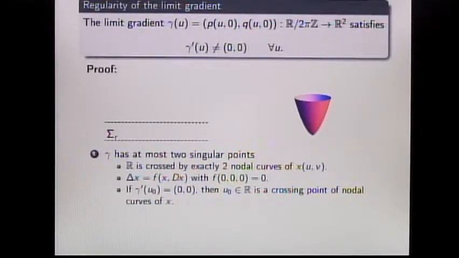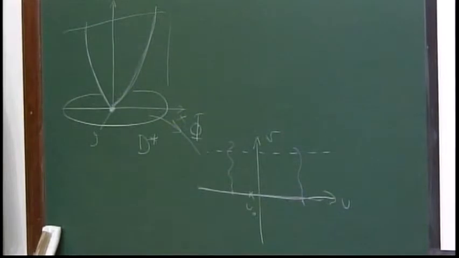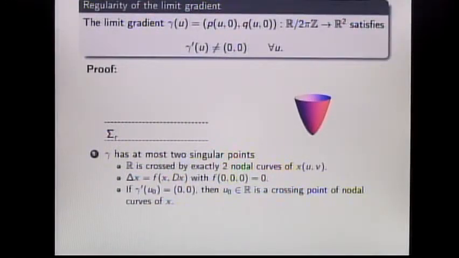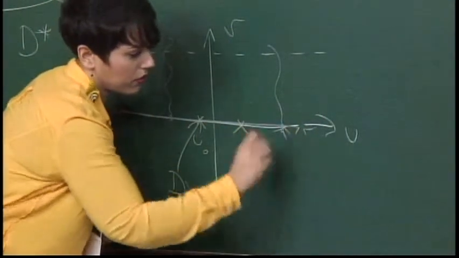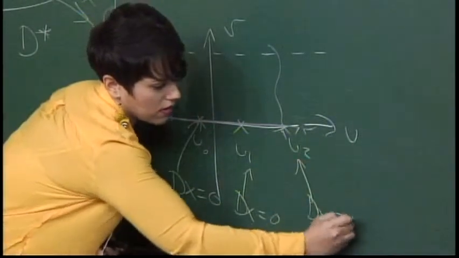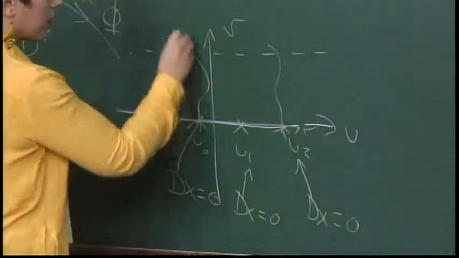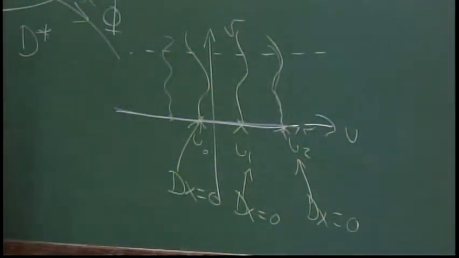Okay. Now suppose that you have a singular point of gamma on this real line. We are going to suppose by contradiction that we have three singular points. At each one of these points, the gradient of X is equal to zero. So by nodal arguments, we are going to deduce that we must have a nodal curve of X crossing the real line at each one of these points. But this is a contradiction because we knew that we can only have two nodal curves.